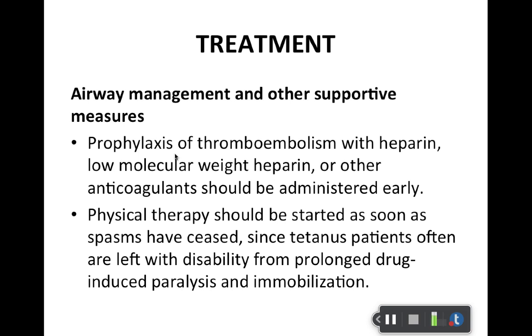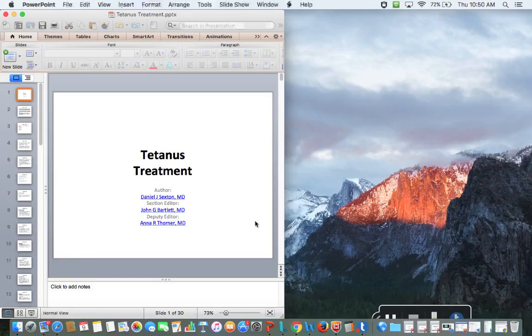You're interested in preventing thromboembolisms when patients are in the hospital, so you can go with heparin or Lovenox or other anticoagulants. That'll be part of your strategy, just because there can be paralysis and immobilization with these patients after they've been treated. So then physical therapy is also going to be an important part. But this slide too, just FYI for my exam.